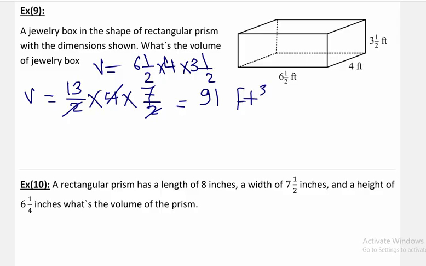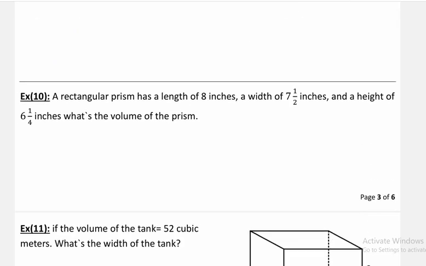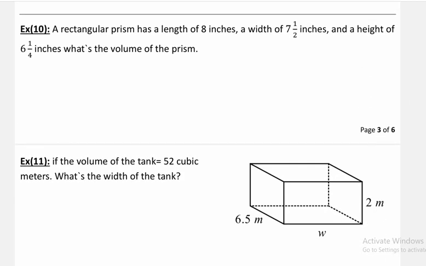Okay, another one. Solve yourself, pause the video and check your answer. A rectangular prism has the length of 8 inches, width of 7.5 and height of 6.25. What is the volume of the prism? It's very easy. Volume equals length times width times height. I consider now you solve the example yourself and you're checking your answer. I know all of you are tired of calculations, and I want to make you tougher.